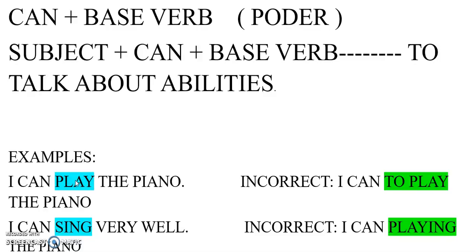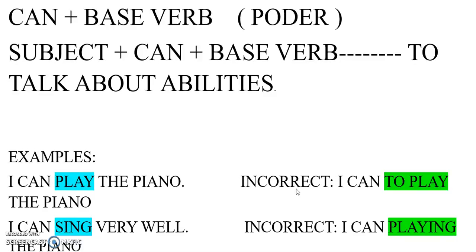For example, I can play, yo puedo jugar, yo puedo, en este caso, I can play, yo puedo tocar the piano. I can sing, yo puedo cantar very well, right? Don't forget it. After the modal verb can, you have to use the base verb. Verbo solito después de can.